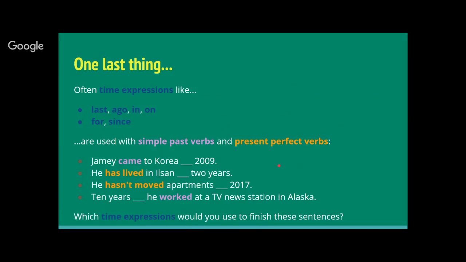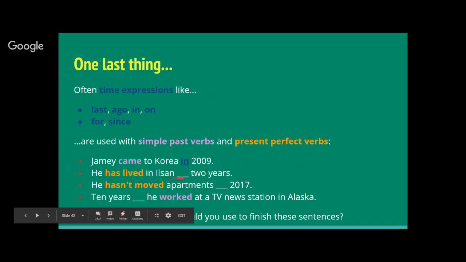Okay, so let's check. Jamie came to Korea in 2009. All right, so if you got that, good job. If not, don't worry. I'll give you a little rule here in just a second. So let's move on to the next. Let's move on to sentence two.